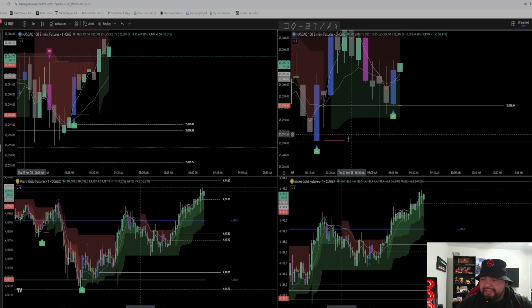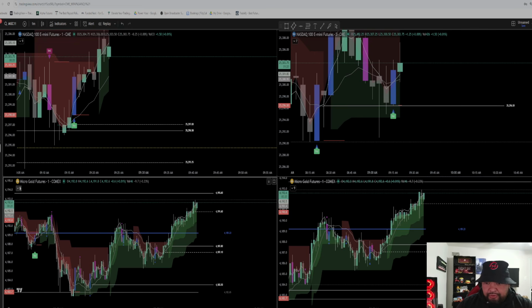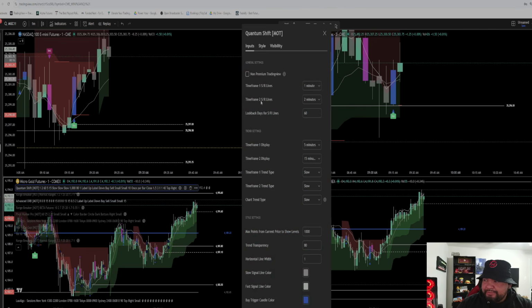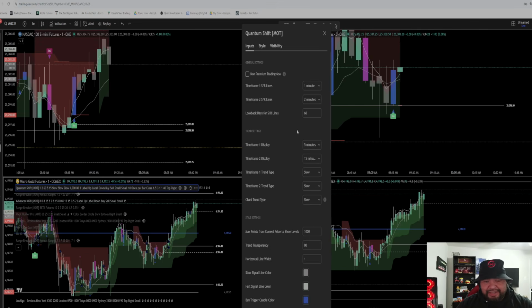For gold, the only thing you will change in your Quantum settings, if you trade gold, is the time to SR lines will be the 2 minute instead. So gold does not respect 5 minute levels like NQ does.